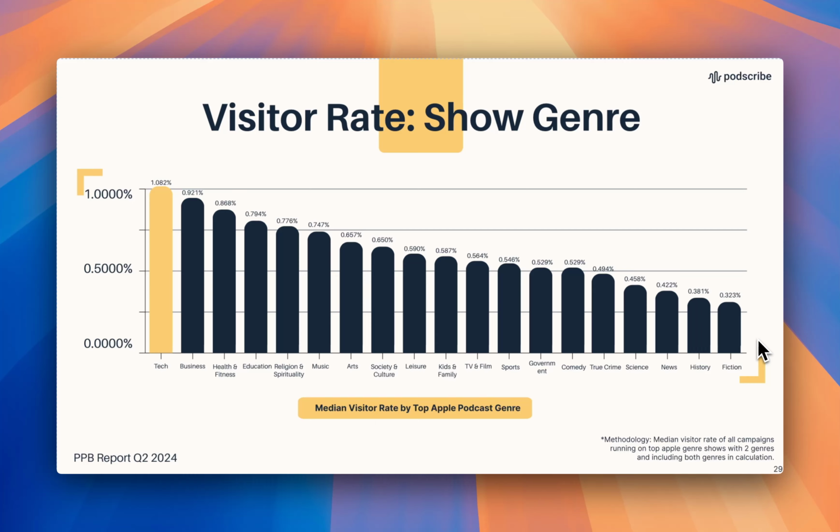Yeah, so within show genres, I think this is actually one of the benefits of the Podscribe dashboard, is that we are able to take a look at our campaign performance, and we can break them out by a bunch of different variables to start to understand the underlying reason for why performance is better for one thing versus another. And this is one of those really great views.